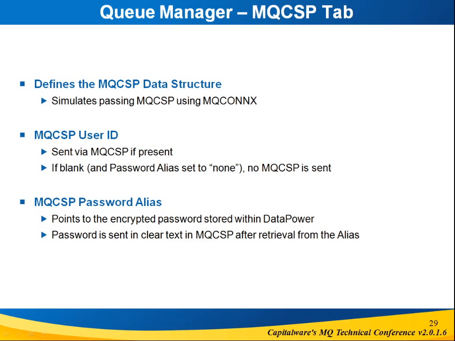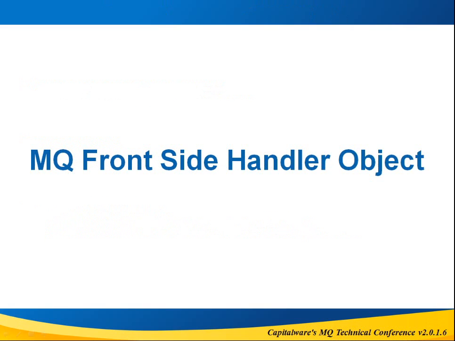But if you do decide to use the user ID in the CSP, then you also supply a password alias, because the passwords stored within DataPower are encrypted for security purposes, but they're extracted via the password alias and then sent in clear text in the MQCSP connection object, which means you should be using SSL or TLS if you decide to use the CSP methodology. So that's as much as we can say about the MQ Queue Manager connection object within DataPower.